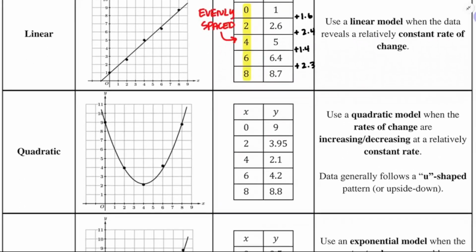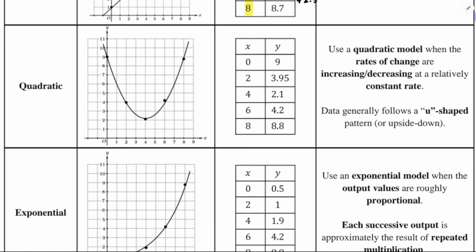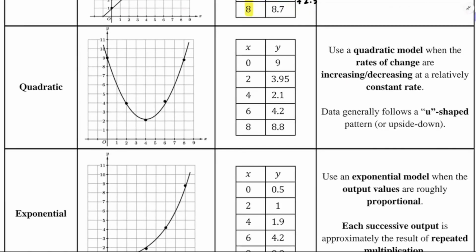The next one is quadratic, and we can definitely see based on the graph, like if they plot the points, we can see that, but what if we're only given a data table? We look at these x's, we see once again 0, 2, 4, 6, and 8. These are evenly spaced x's. So let's look at the first order, second order differences. So 9 to 3.95, I believe that's a decrease of 5.05.